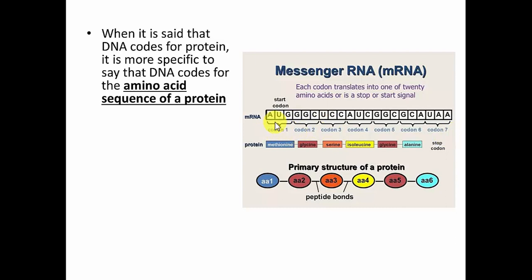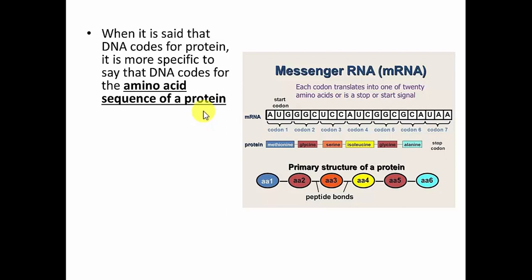And then down below here, what that's saying is that the codons themselves are actually signifying or specifying particular amino acids. So like codon 1, for example, is specifying the amino acid methionine. Codon 2, glycine. Codon 3, serine, isoleucine, etc. Until we get to the end and we have what's called a stop codon, and that signifies the end of the protein chain. So when it is said that DNA codes for protein, it's actually a little bit more specific to say that DNA codes for the amino acid sequence of a protein. That's actually really what DNA is coding for. How do you build the protein one amino acid at a time?